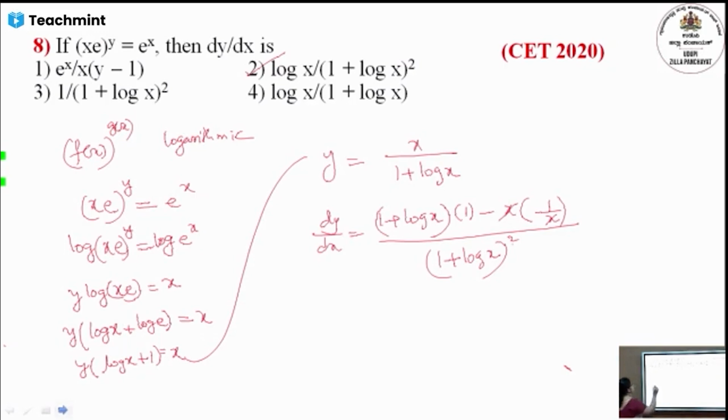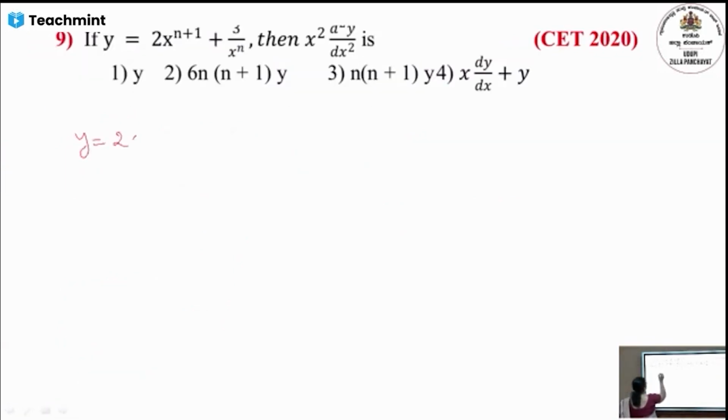Okay, 9th question. y is 2 into x power n plus 1, 3 by x power n. I have to find out the second derivative. So dy by dx is 2 into, what is the derivative of x power n plus 1? n plus 1 into x power n, plus 3 into 1 by x power n, that is x to the power minus n. The derivative of x to the power minus n is minus n x to the power minus n minus 1.